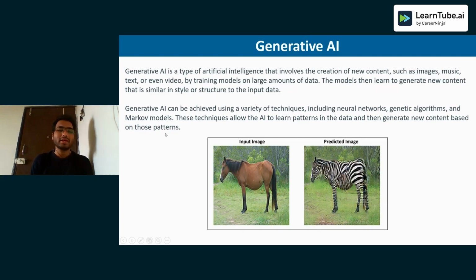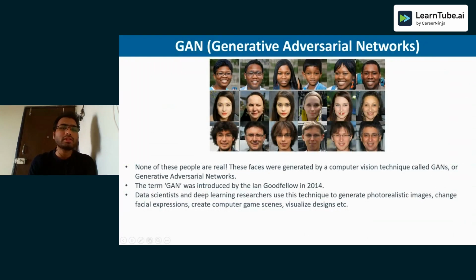So if we use any of these techniques, let it be neural network or genetic algorithm, these techniques will help us learn the patterns. The AI algorithm will learn the patterns in the data and then it will be able to generate new content based on whatever patterns it has seen. So this is just a very brief overview of generative AI. What exactly is generative AI? Now we'll see what is GAN.